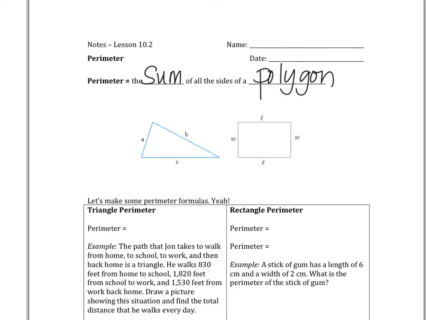So if we have a triangle, like right here, it would be A plus B plus C. If we have a rectangle, then it would be width plus length plus width plus length. So let's make some perimeter formulas. The triangle perimeter formula is going to be, like we talked about up above, A plus B plus C.